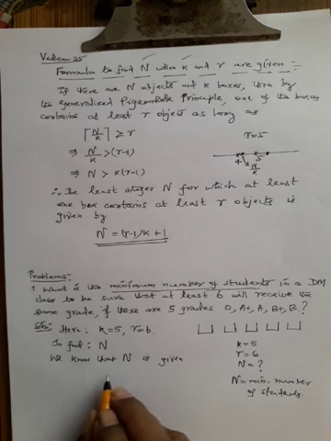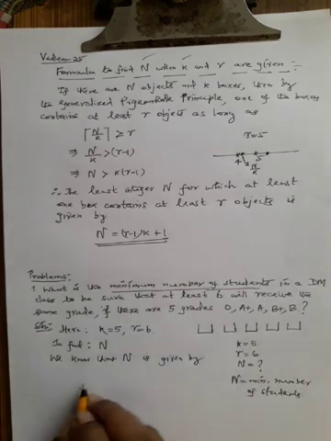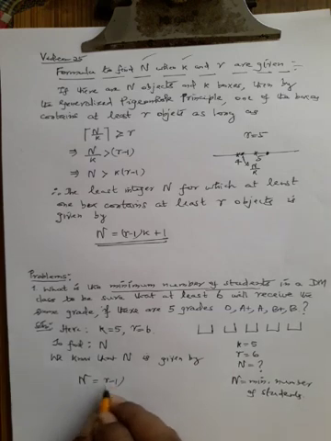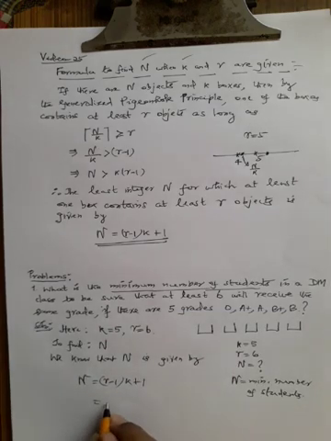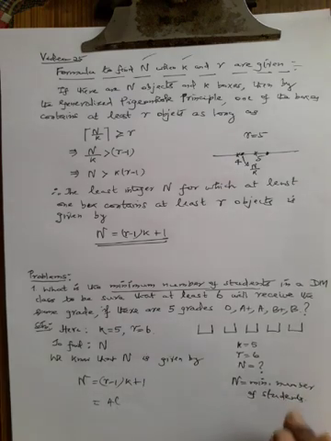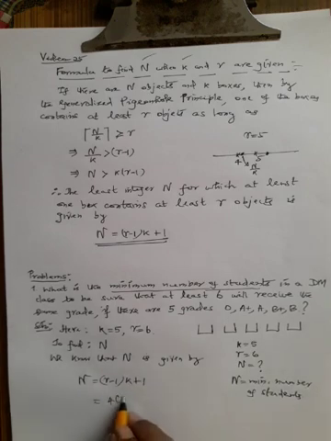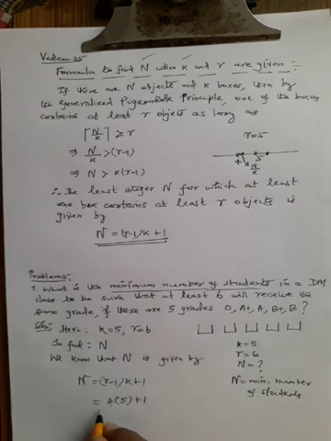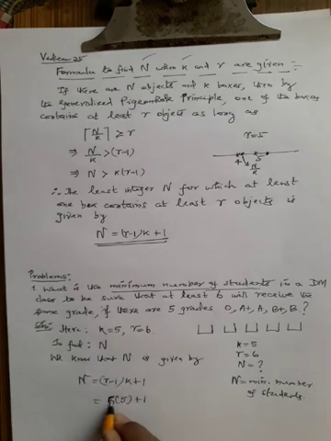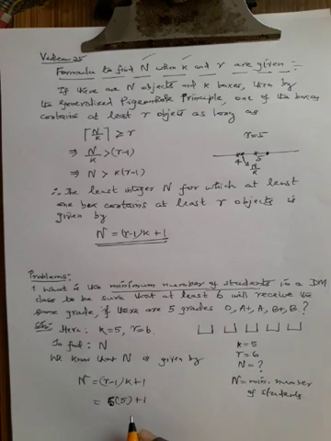We know that n is given by r minus 1 into k plus 1. R minus 1 is 5, and k is 5, plus 1. R minus 1 is 6 minus 1, that is 5. So 5 fives are 25, 25 plus 1 is equal to 26.